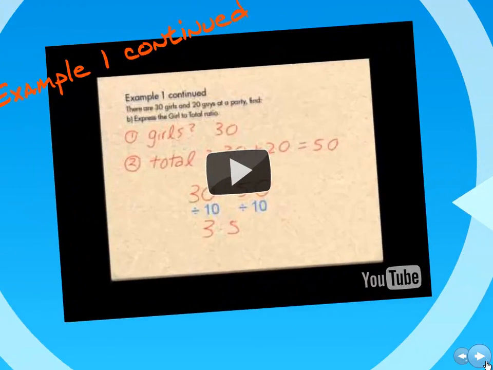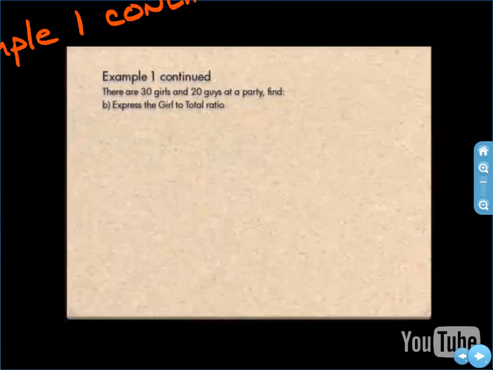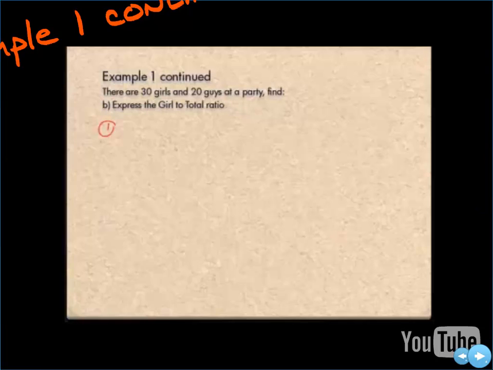You're at this same party, but this time I want you to express the girl to total ratio. So step 1, I need to know how many girls there are at this party. I actually already know from part A as well as from my question. There are 30 girls.